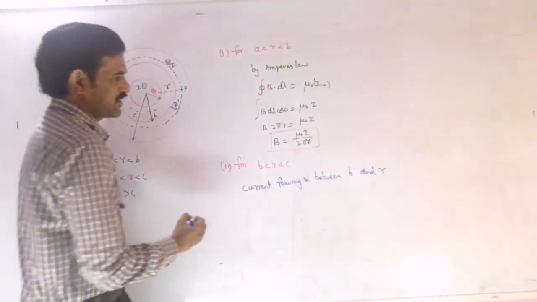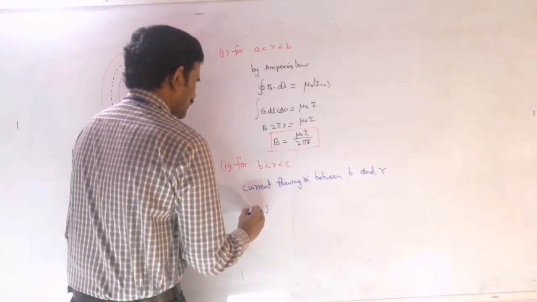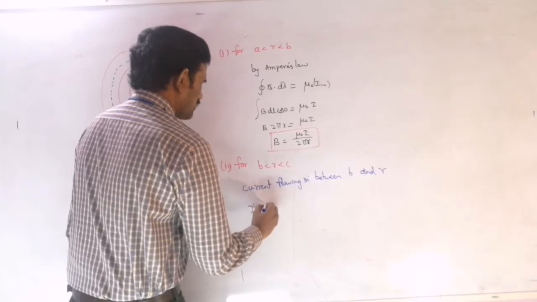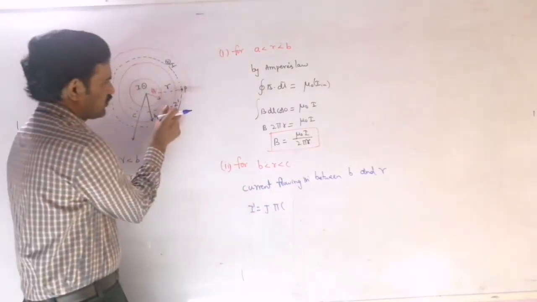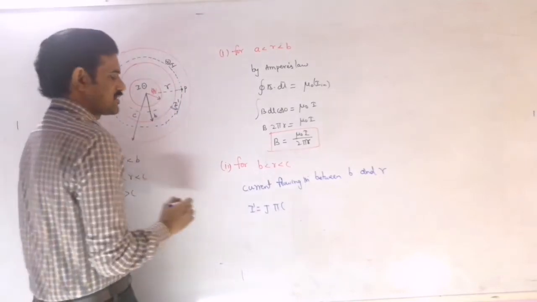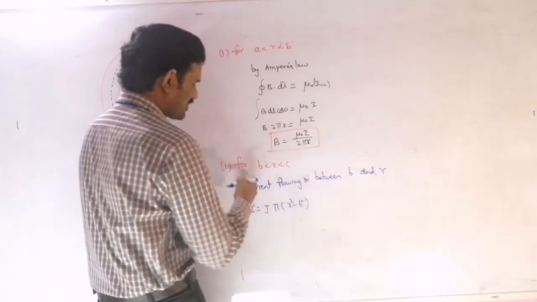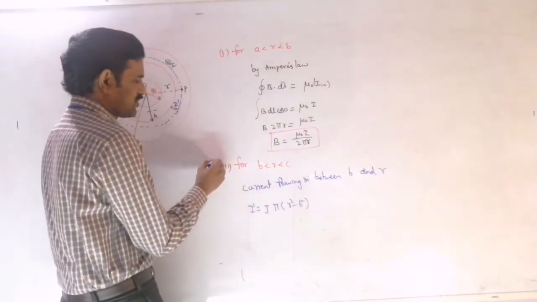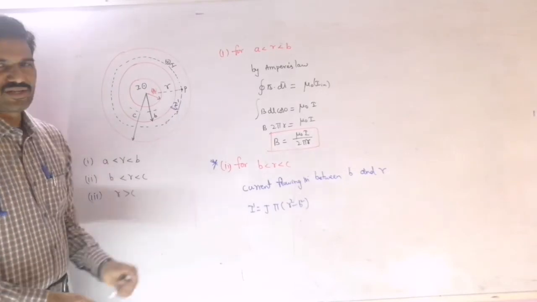That current I dash is equal to J into the area, which I can write as pi into r square minus b square. This calculation is especially important in this problem here. Sometimes they will ask this question directly.